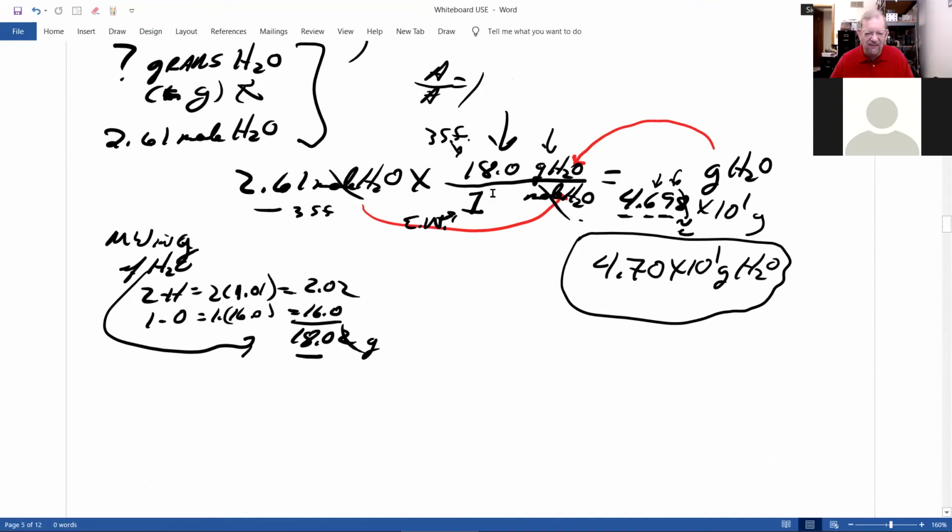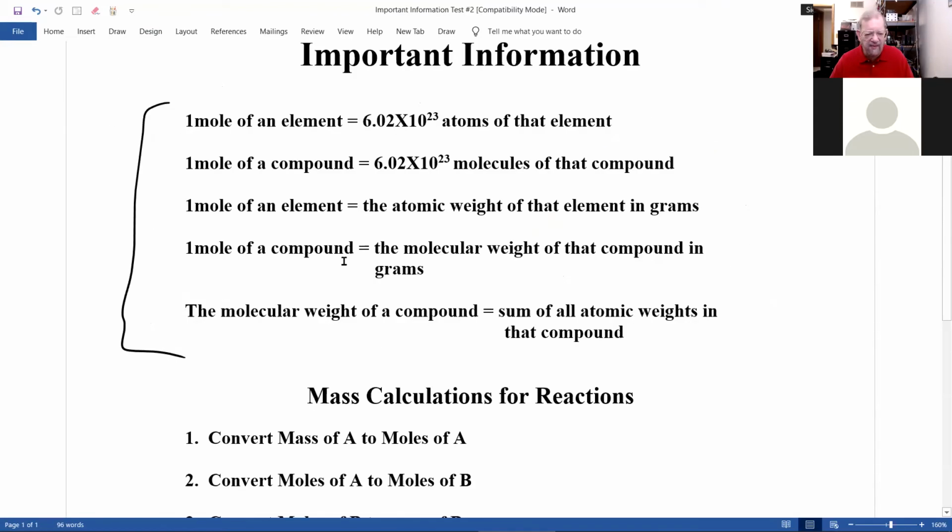Where do I get the numbers that go into the ratio? 1 mole of a compound equals the molecular weight of that compound in grams. And the molecular weight of that compound is the sum of all atomic weights.